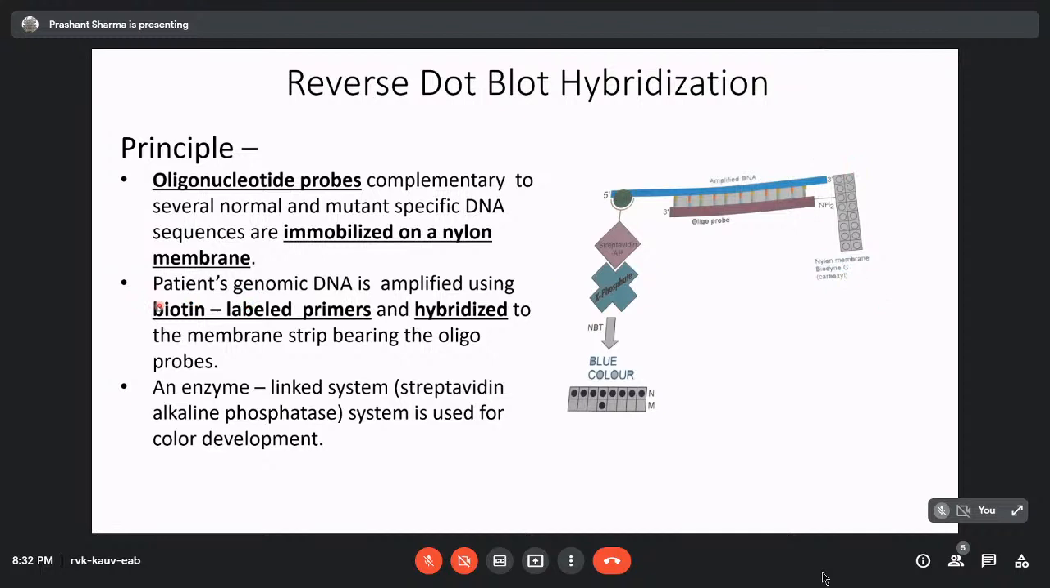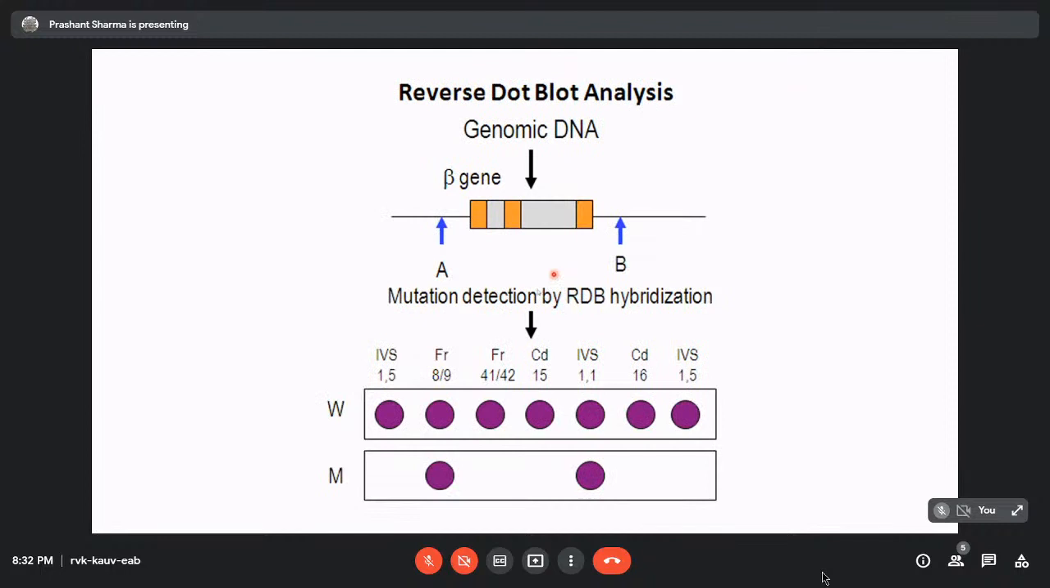So whenever a patient comes, you take that person's genomic DNA, amplify it using biotin-labeled primers so that you'll be able to detect them later, and hybridize them to the membrane strip here. Sorry, not fluorescence, but the streptavidin-biotin reaction. In each of these strips, you will have to set up two sets of combinations. So you have an IVS15, this is the probe for the wild type sequence, and this is the probe for the mutant sequence. Frameshift 89, wild type, mutant, and so on and so forth.